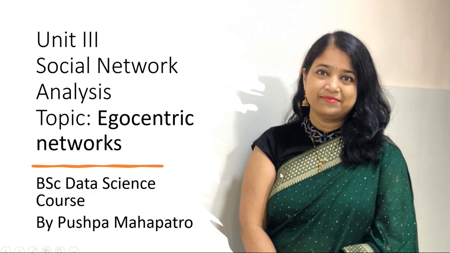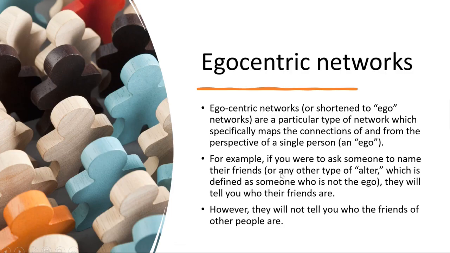So let's see what is an egocentric network. Egocentric network, as we call it, ego network. It is a type of network which specially maps the connection of one person to another person. For example, if we ask someone to name their friends, we will be able to make a diagram of who is connected to whom.